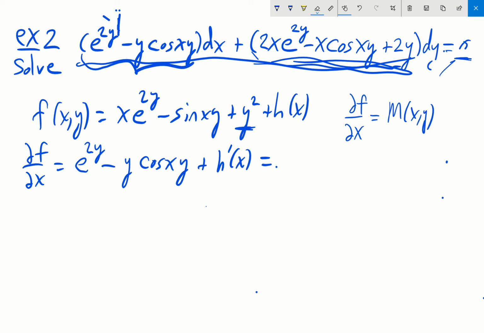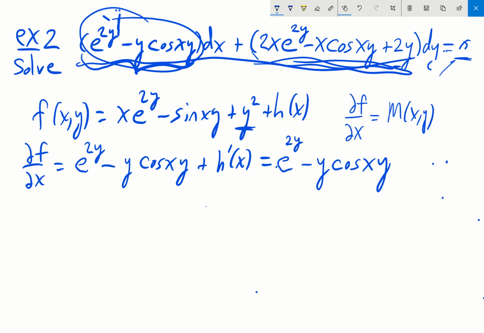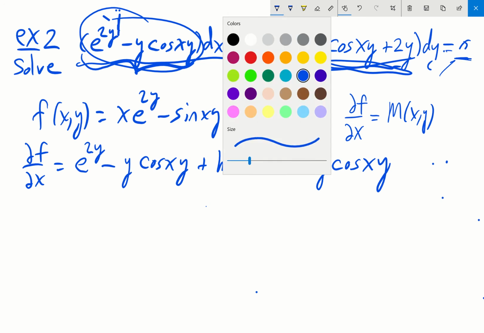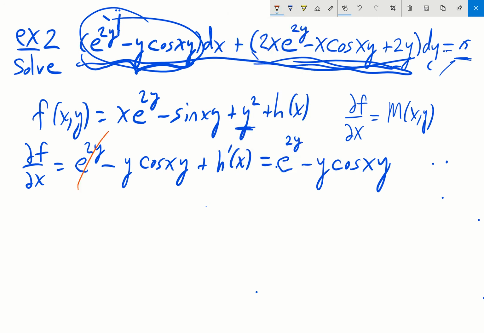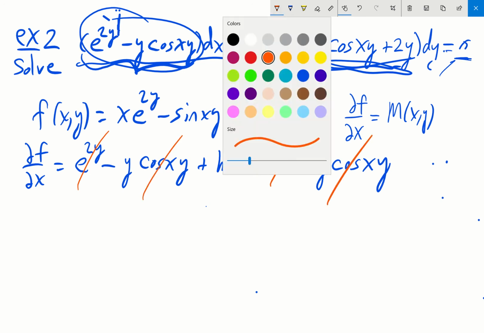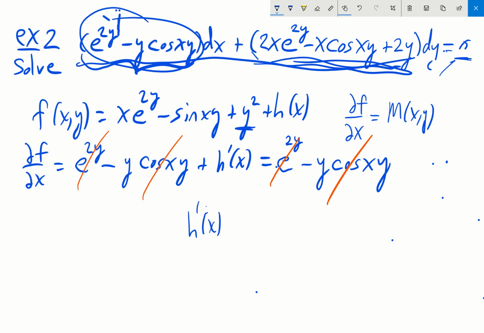which is this function right here. That is e to the 2y minus y cosine of xy. We can solve this for h prime. To get h prime by itself, we would subtract e to the 2y from both sides. We could add y cosine of xy to both sides. And what we would see is that h prime of x is equal to 0.